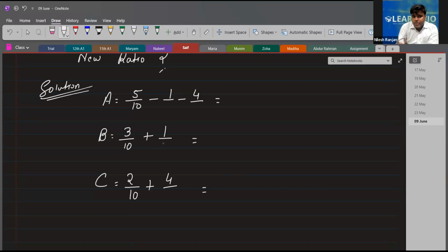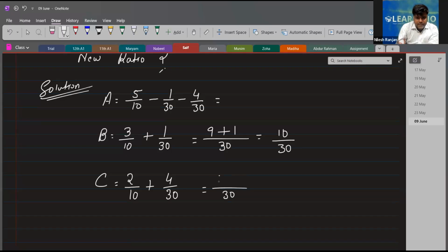So 3 by 10 plus 1 by 30, 2 by 10 plus 4 by 30, and here it is 1 by 30 and 4 by 30. So for 30, 9 plus 1, it is 10 by 30. Here 30, 6 plus 4, 10 by 30. And here it will be 30, 15 minus 1 minus 4, so it is also 10 by 30.